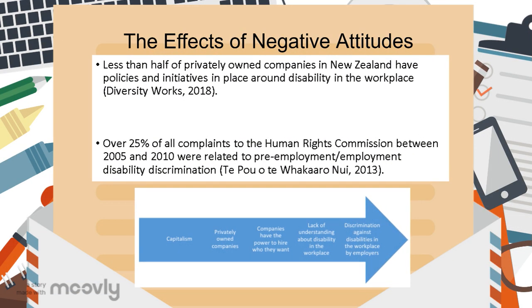Despite the fact that New Zealand has legislation in place to prevent discrimination against disability, it appears that negative attitudes toward disability in the workplace still exist. In April 2018, only 44.1% of privately owned companies in New Zealand had policies and initiatives in place around disability in the workplace. To add to this, sadly, over 25% of all complaints to the Human Rights Commission between 2005 and 2010 were related to pre-employment and employment disability discrimination.